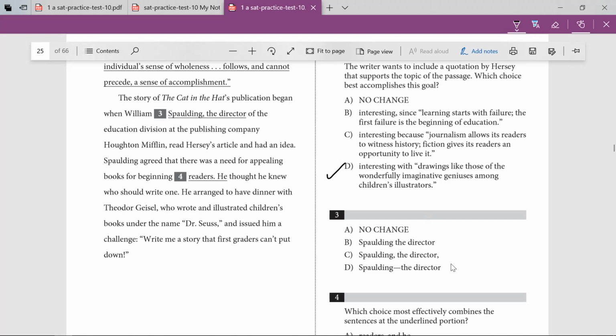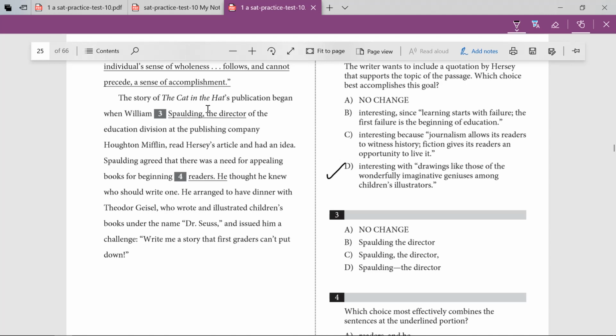Spotling, comma, the director, Spotling the director. Okay, so this is the name of the person and his title, which is usually separated by two commas. So let me see where this comes. The story of this thing published began when William Spotling, the director of the education division at Darada. So the director, I would like to have a comma here. The director of the education division of the publishing company, this.